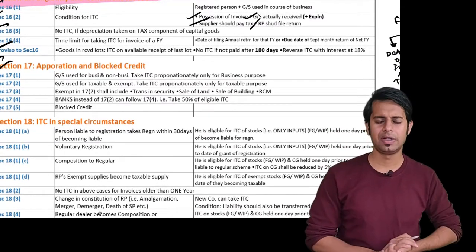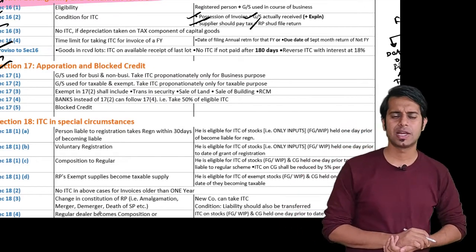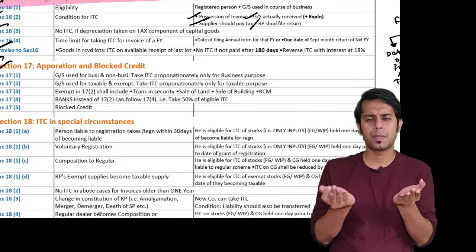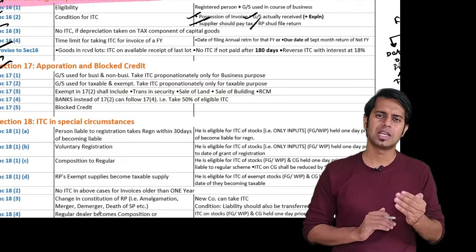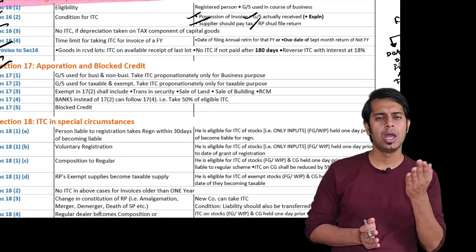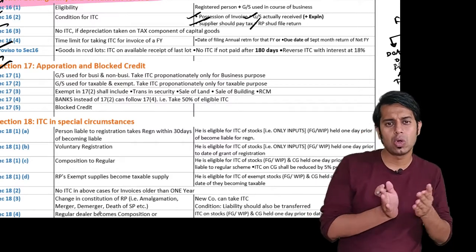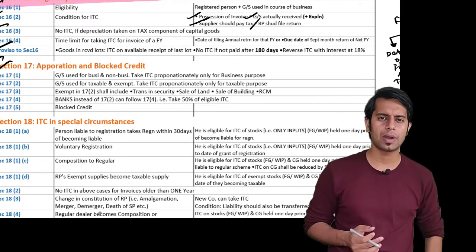Then section 17 talks about apportionment of credit and block credit. Section 17 subsection 1 says if the goods or services or both are used partly for business purpose and partly for other than business purpose, take ITC proportionately only for business purpose. 17.2 says if the goods or services are used partly for taxable purpose and partly for exempt purpose, then take input tax credit only to the proportion of taxable purpose. Proportionately take only for taxable purpose.